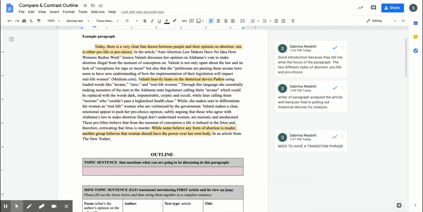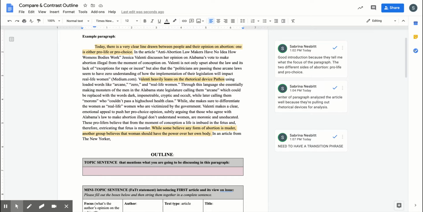Also notice, the student who wrote this, you can't tell what her opinion is, his or her opinion. She's not agreeing with Valenti. She's not disagreeing with Valenti. She's not even presenting a side. She's just presenting both sides without having any bias.